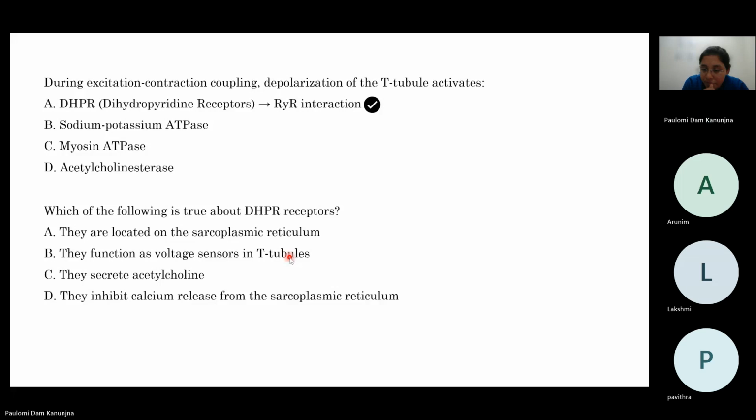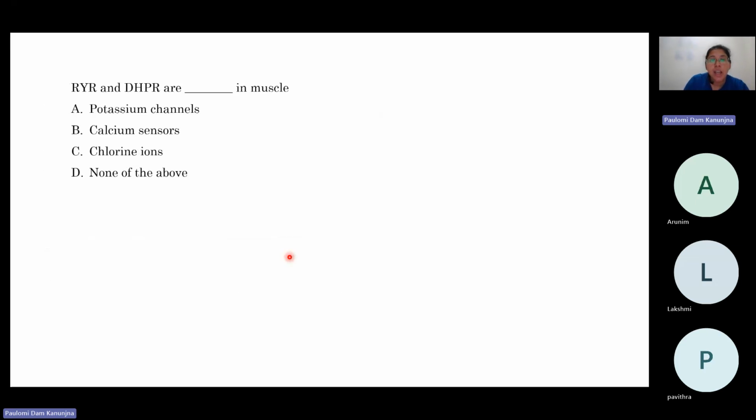Anyone? Fantastic. Yes, they are voltage sensors in T-tubules, right? What is the other thing that you can tell them? One was voltage sensors. What is the other sensor? Or what is the other term for these?